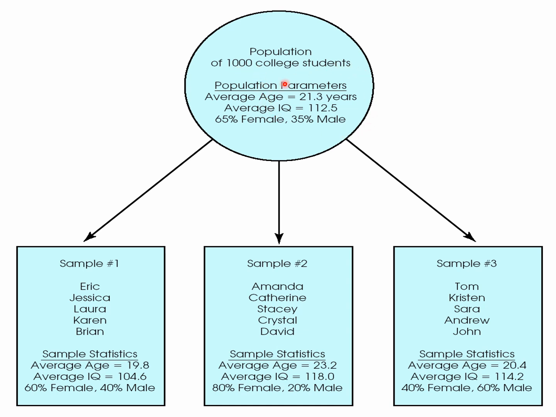In this case, we actually know the population parameters. Let's say we've got data about age, IQ, and gender for each of our 1,000 students. Okay, so in this case, we do know the parameters. But let's just assume that we wanted to take samples, in this case, sample sizes of 5 people in sample 1, 5 people in sample 2, 5 people in sample 3. Notice how the average age, IQ, and gender breakdown is not the same based on these samples. They don't match each other.